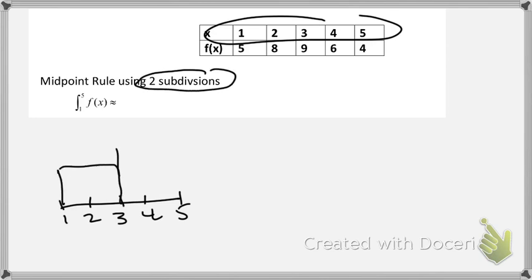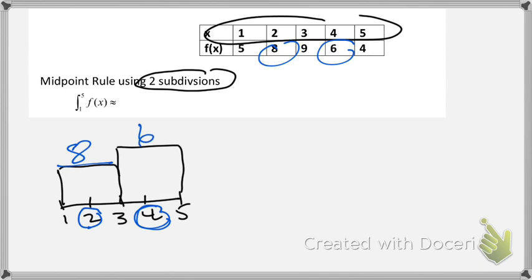I don't even care if I draw them to the correct height. This just helps me visualize. When I do the midpoint rule, I'm using the height at the point in the middle. So the height of this rectangle is going to be the height at 2, which was 8. And this was the height at 4, which is 6. So I didn't draw them to scale. I don't care. So using the midpoint rule, the area would be 2 by 8 plus 2 by 6. Okay, that's the midpoint rule.